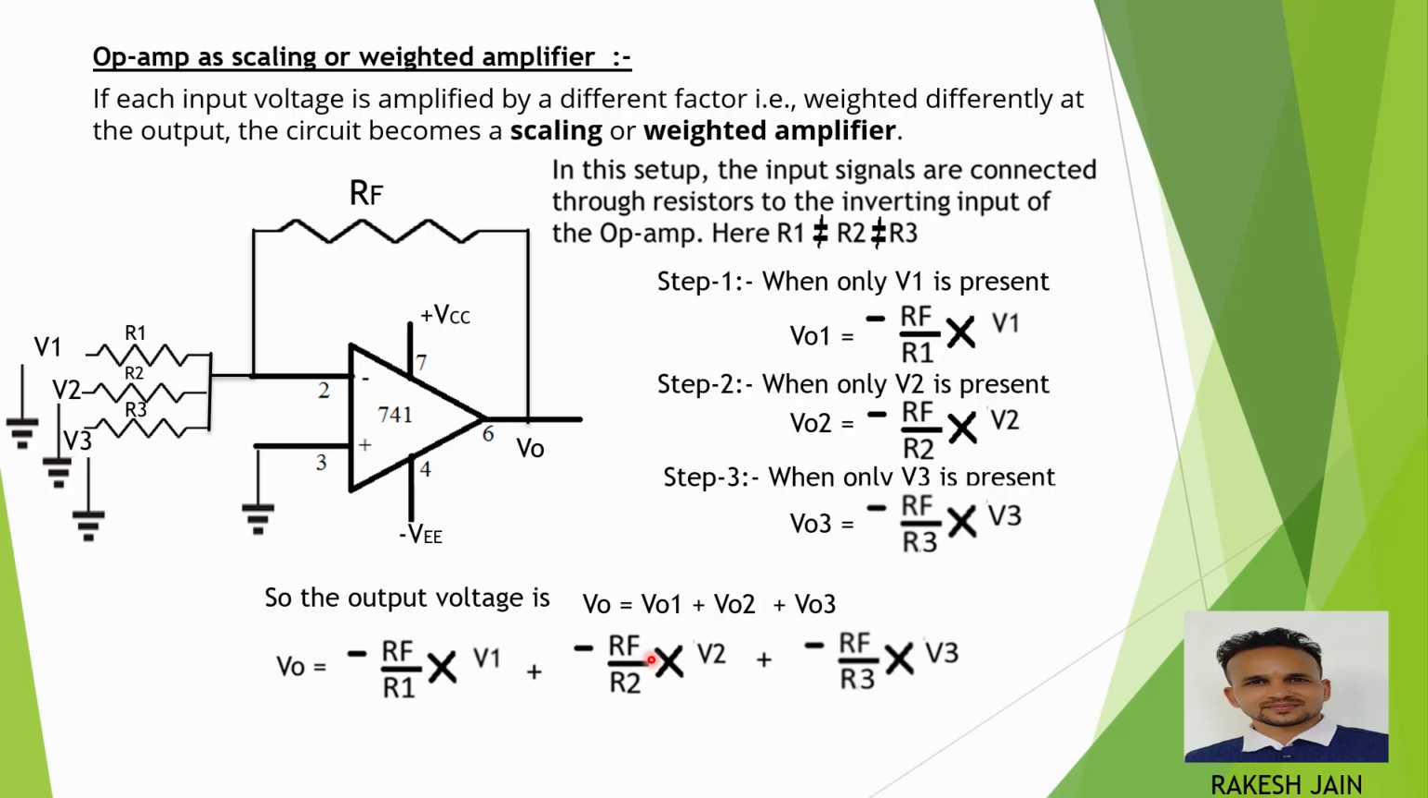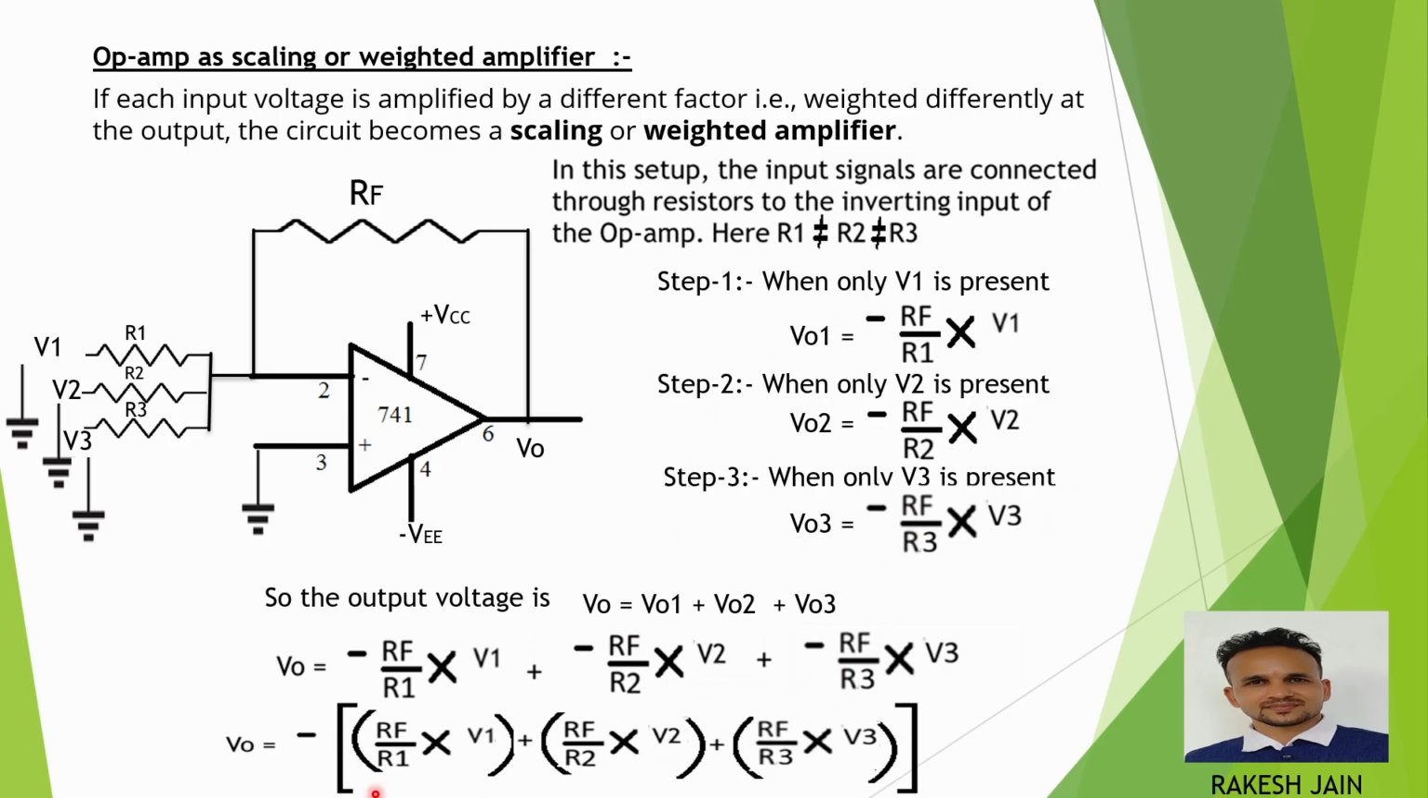So I put the values from there. This becomes the first output plus the second output plus the third output, as we found here. Now this one is known as a scalar. The negative sign shows that the inverting terminal is used to apply the voltages. So this one is my final formula for the operational amplifier as a scalar or weighted amplifier.